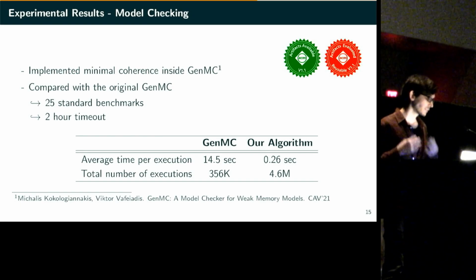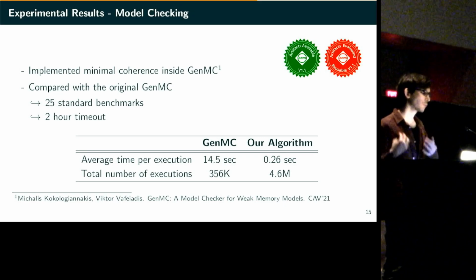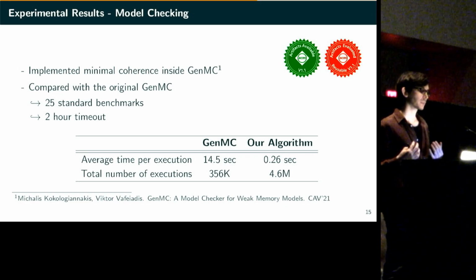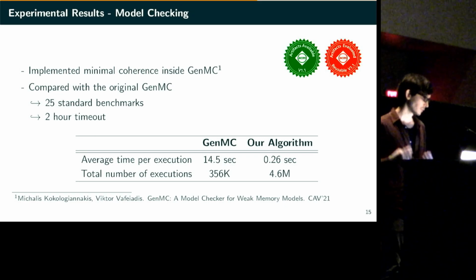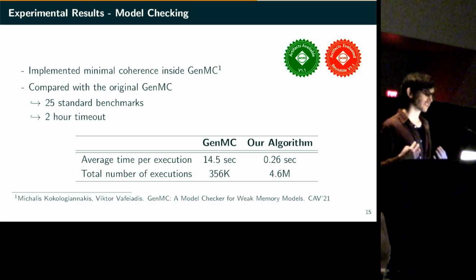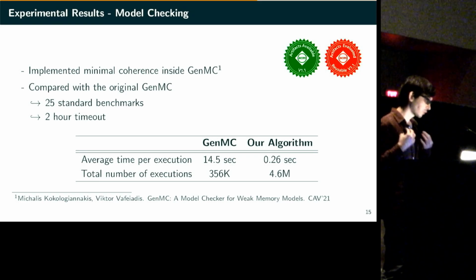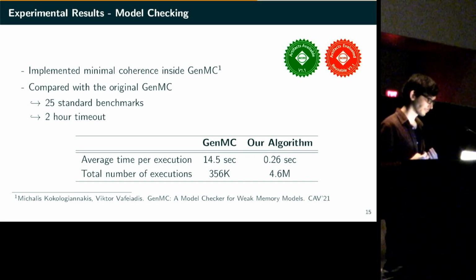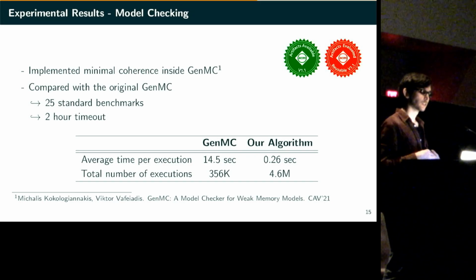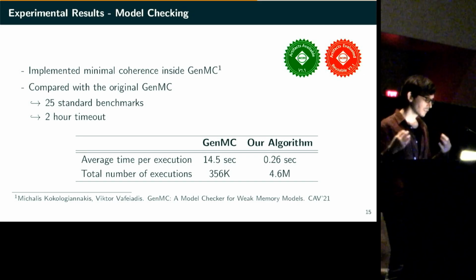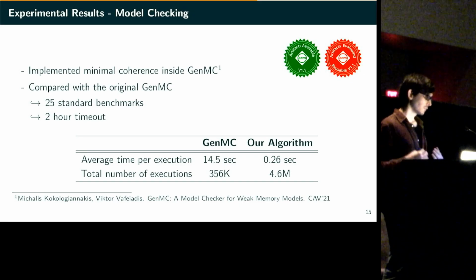And in this setting, we let both the original TNMC and our new version of TNMC run for 2 hours per benchmark, and then we measured two metrics. So the first metric is the average time spent per execution, and we also measured the total number of executions explored. And the summary of the results are shown in this table. So we can see that our new algorithm was able to provide significant improvements with respect to both of these metrics.